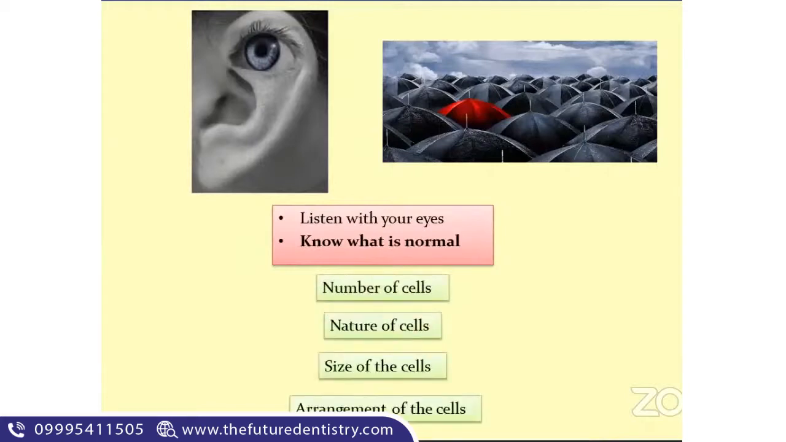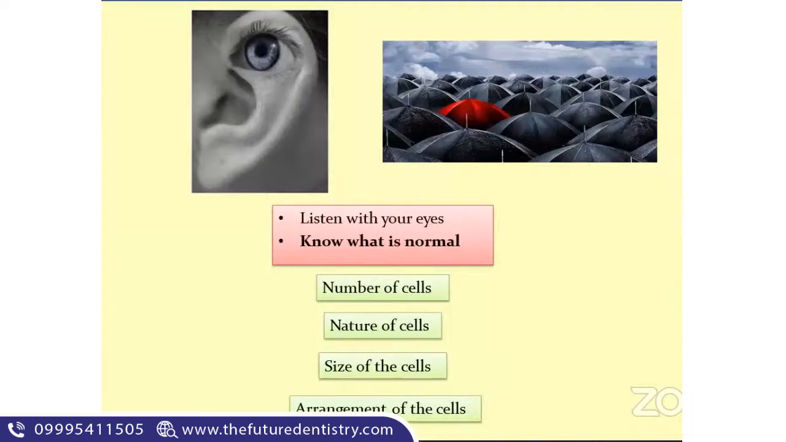So the different factors which determine normal histology and its deviation towards pathology are 4 in number. One is the number of cells. This is primarily decided by the turnover of cells. Turnover means the normal number of cells which you would associate with a particular tissue.